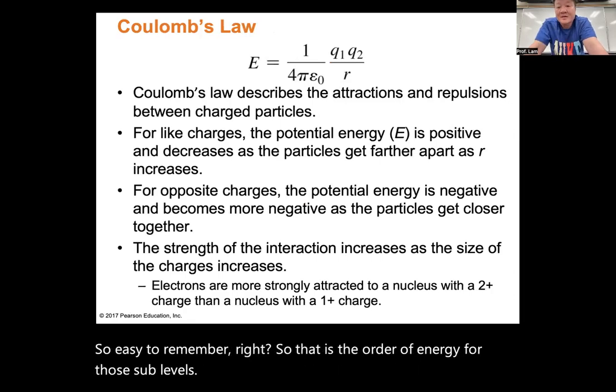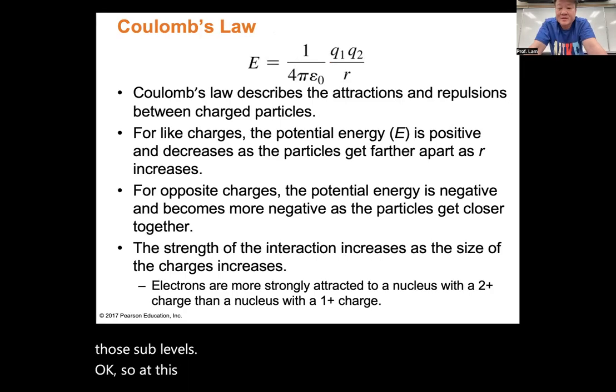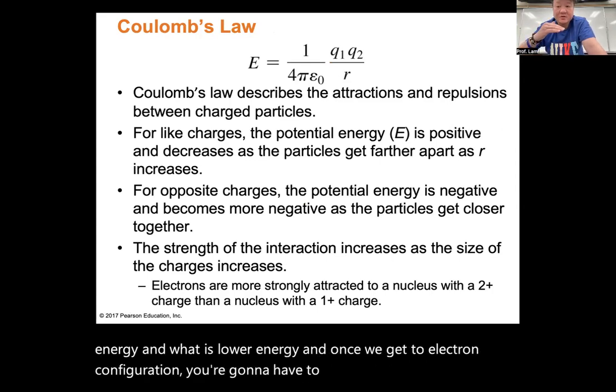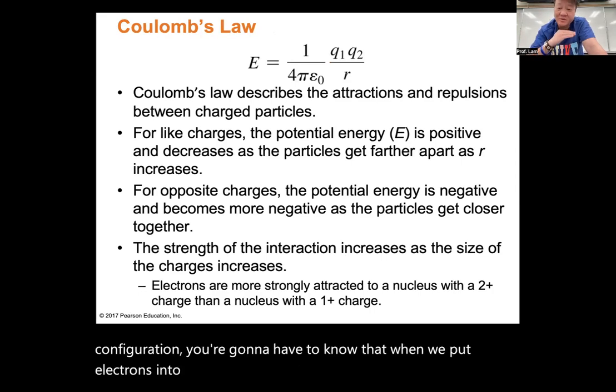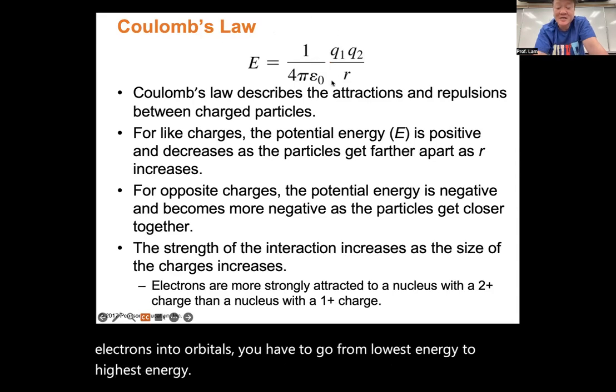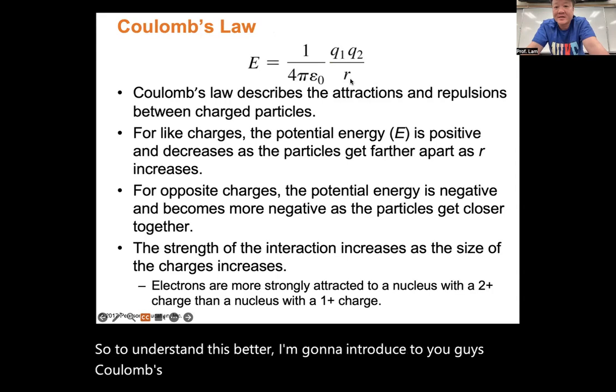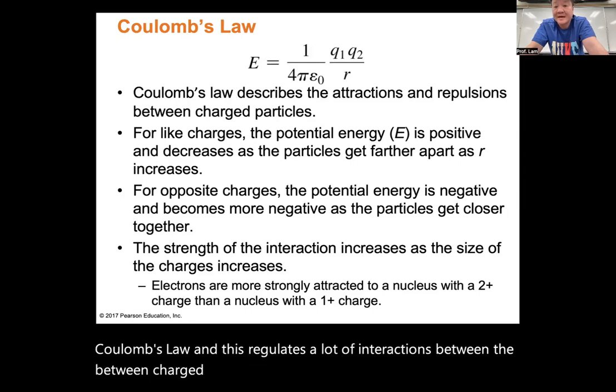Okay. So at this point, we're thinking a lot about what is higher energy and what is lower energy. And once we get to electron configuration, you're going to have to know that when we put electrons into orbitals, you have to go from lowest energy to highest energy. So to understand this better, I'm going to introduce to you guys Coulomb's law. And this regulates a lot of interactions between charged particles within the atom.